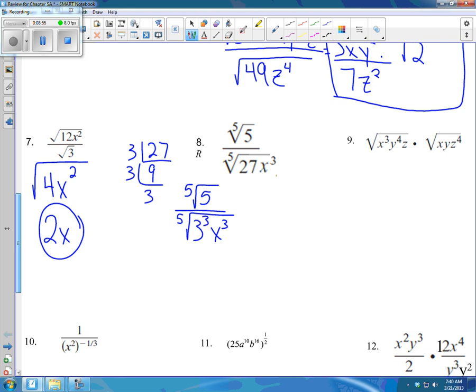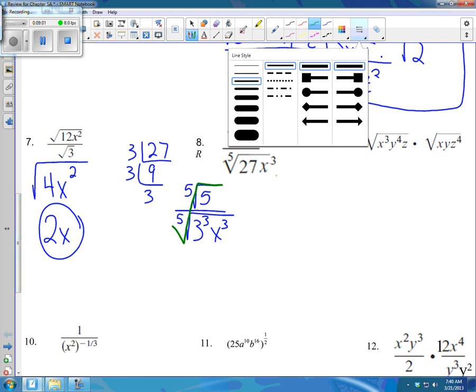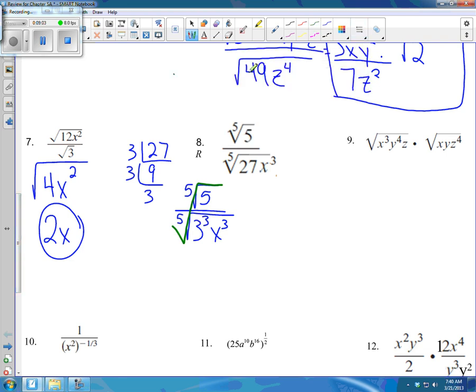And now what I can do, if I want, is I can actually just make it one big fifth root. You don't have to, but you can. So now what I'm going to do is, nothing's perfect. I can't take anything out. The only thing I have left to do is rationalize. So what I'm going to do is put my extra fifth root here to rationalize with, and I'm going to build up the 3 in the denominator and the x.